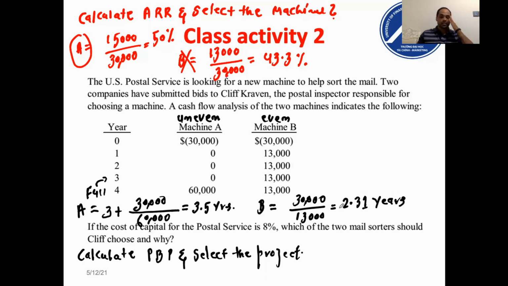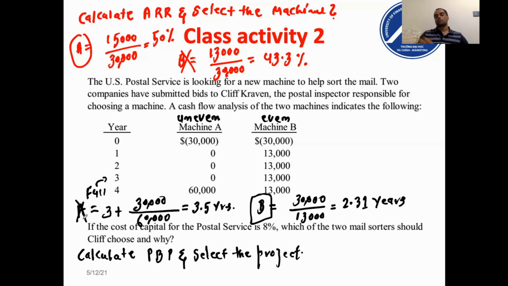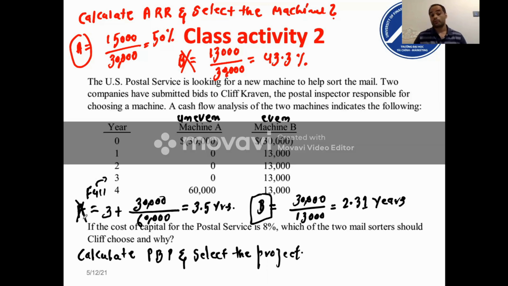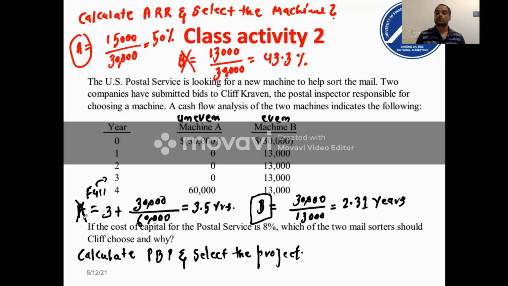Right? So obviously, project B has a lower payback period. So we select project B and we reject project A. So see, according to payback period, we select project B. According to accounting rate of return, we select project A. All right, so everybody's okay with this question? Any question, or we move on to the next? Okay, all right.